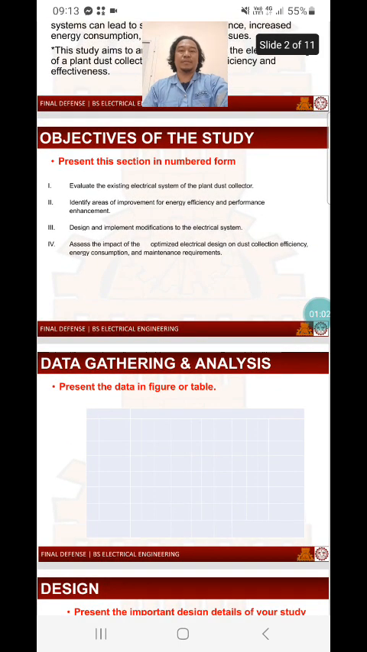Objectives of the study: Number 1, evaluate the existing electrical system of the plant dust collector. Number 2, identify areas of improvement for energy efficiency and performance enhancement. Number 3, design and implement modifications to the electrical system. Number 4, assess the impact of the optimized electrical design on dust collection efficiency, energy consumption, and maintenance requirements.